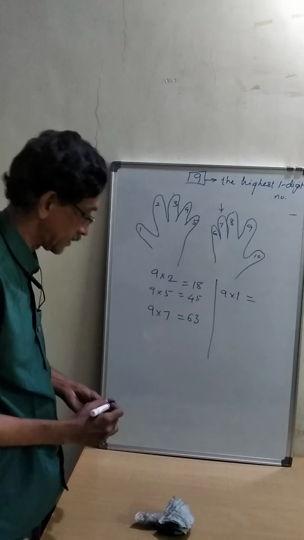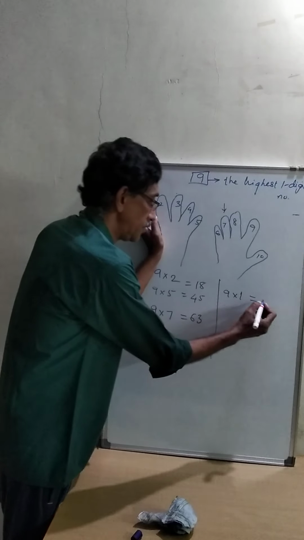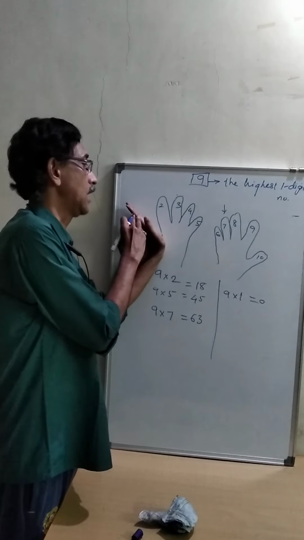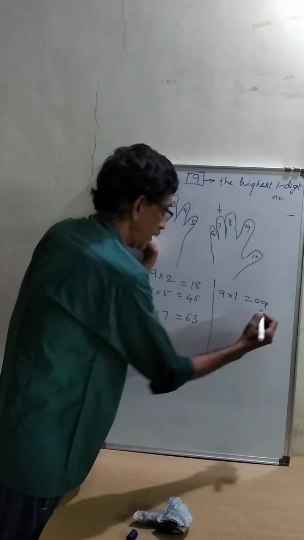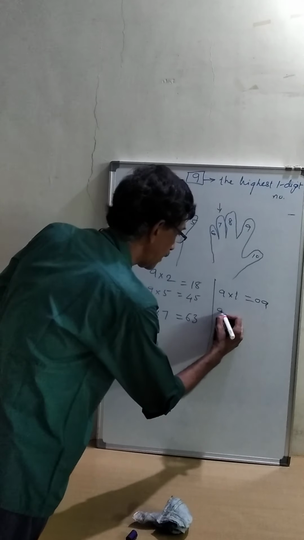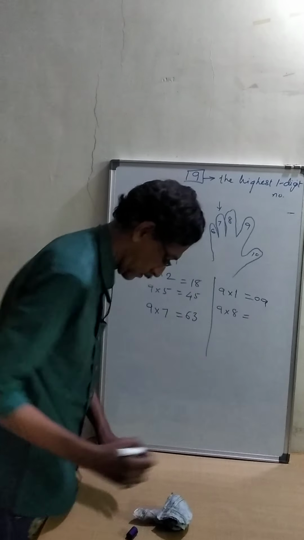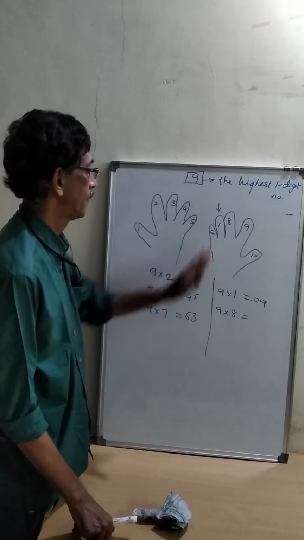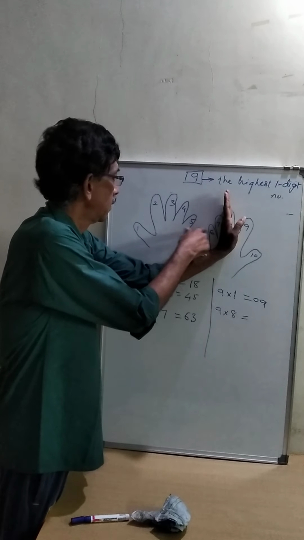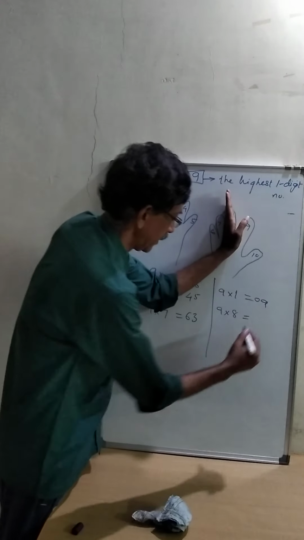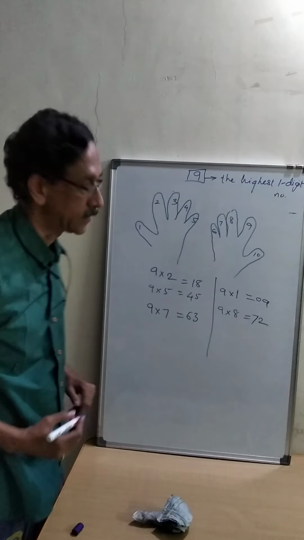Suppose we have 9 ones are. Block 1. How many fingers are there before 1? 0. How many fingers are there after 1? 1, 2, 3, 4, 5, 6, 7, 8, 9. So 9 ones are 9. We have say 9 eights are. Okay. If you look at 9 eights are, block 8. When we block it, how many fingers are there before it? 7. We write 7. How many fingers are there after it? 2. So we get 72.